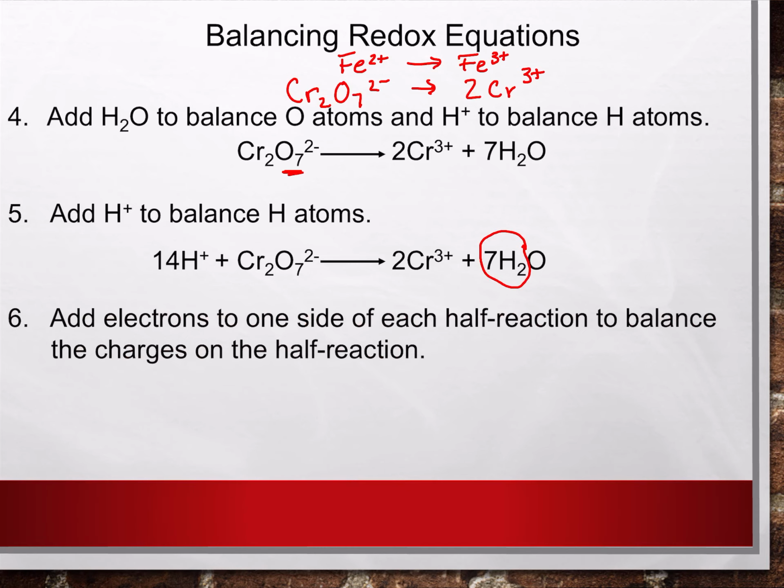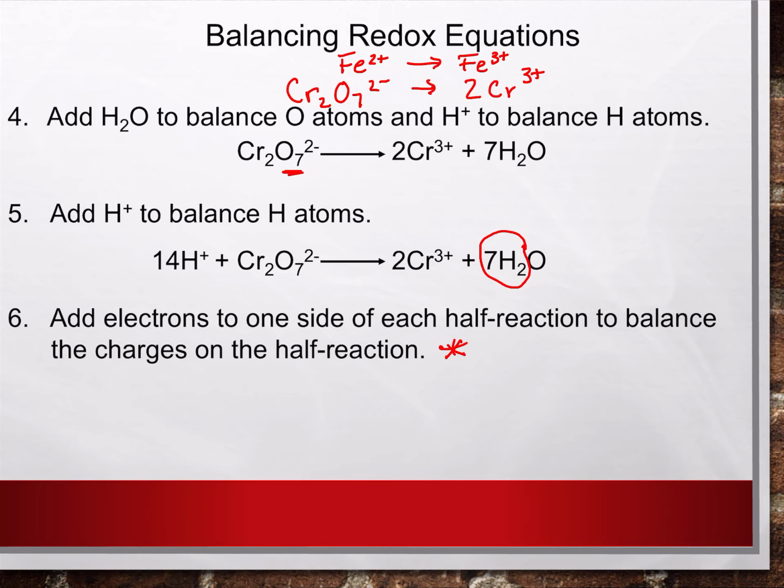Now, we are going to add electrons to one side of each half reaction to balance the charges on the half reactions. This is the step that people do wrong because they add up the charges wrong, which sounds silly, but it happens. So if we look at the iron reaction first, we've kind of been ignoring it for now because we didn't need to balance anything, but our charges aren't balanced. On the left we have Fe2+, and the other side we have Fe3+. So our charges aren't balanced. On the left side, we have a 2+ charge, and on the right side, we have a 3+ charge.